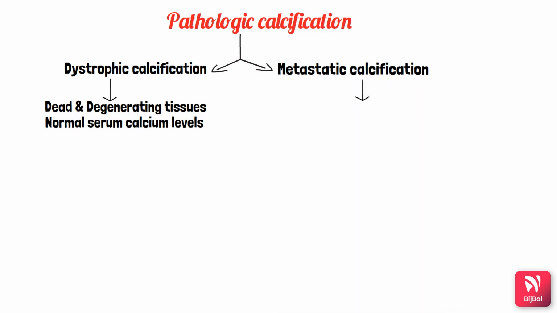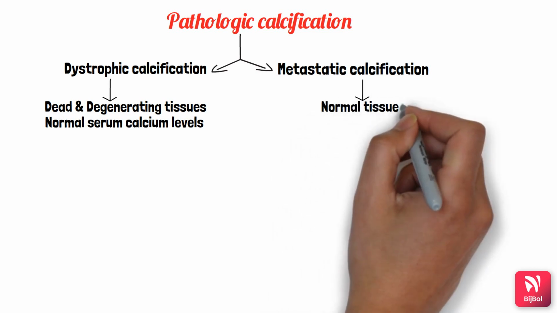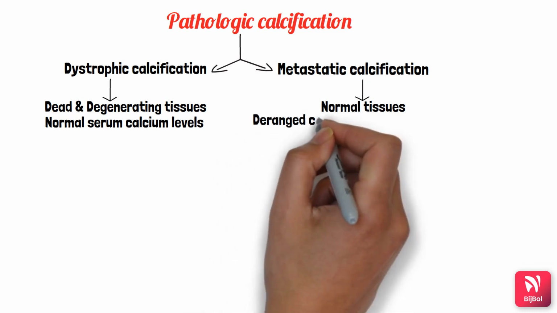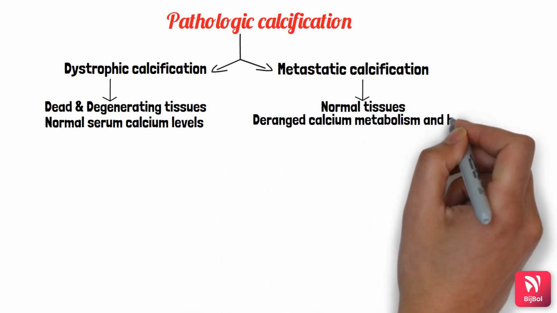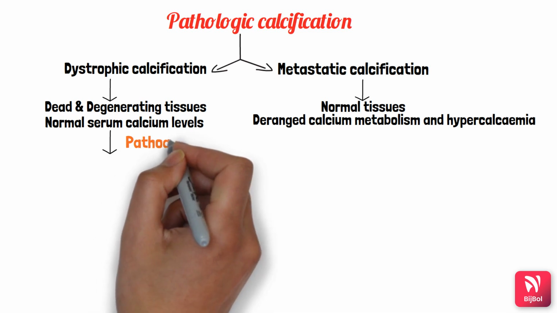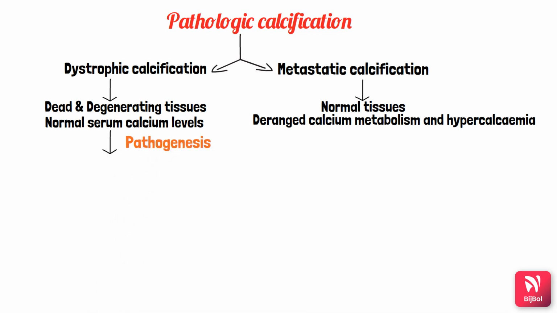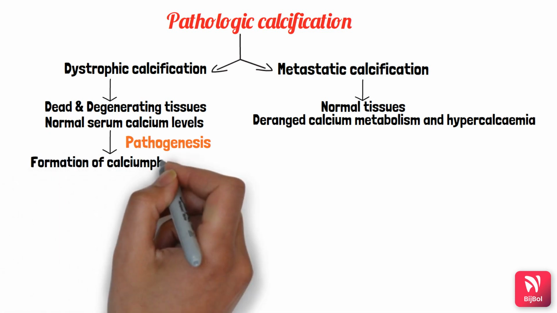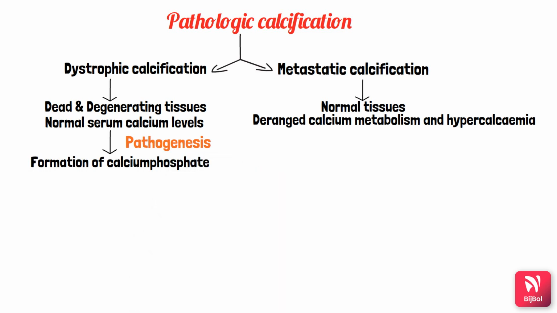Whereas metastatic calcification is in contrast to the dystrophic one. Here it occurs in normal tissues, but there will be derangement in calcium metabolism. That means there will be increased serum calcium levels, that is, hypercalcemia. Now let's see the pathogenesis of both dystrophic and metastatic calcification. Pathogenesis here is calcification, that means the formation of calcium phosphate crystals, very similar to the formation of hydroxyapatite in bone, enamel and so on.